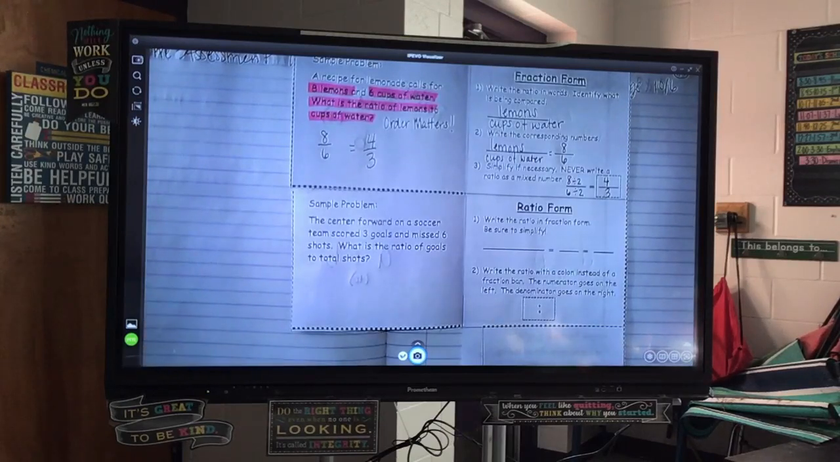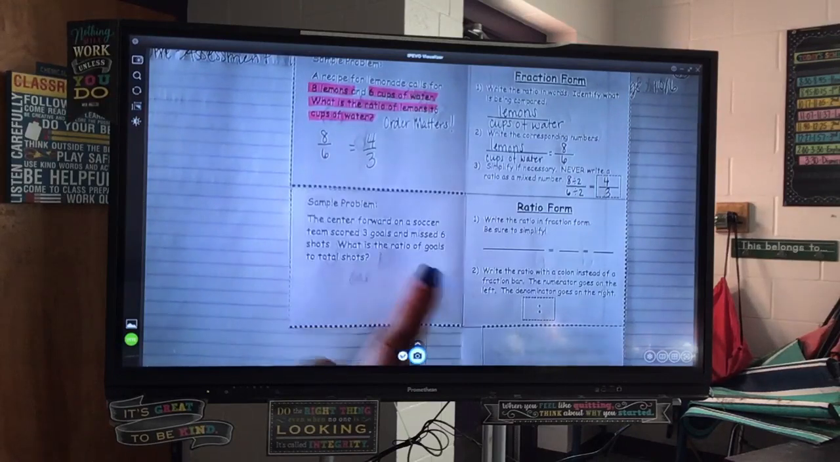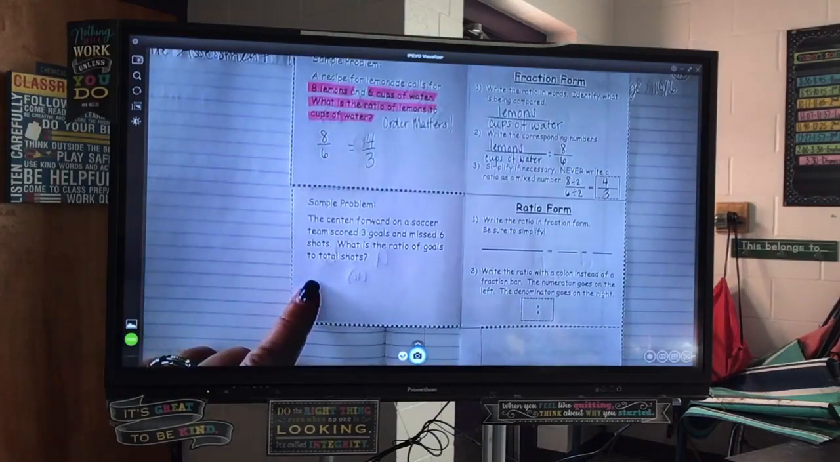Alright, so it says write the ratio in fraction form, be sure to simplify. And then write the ratio with a colon instead of a fraction bar. The numerator goes on the left, the denominator goes on the right. Alright, so over here it says, the center forward on a soccer team scored 3 goals and missed 6 shots. What is the ratio of goals to total shots?